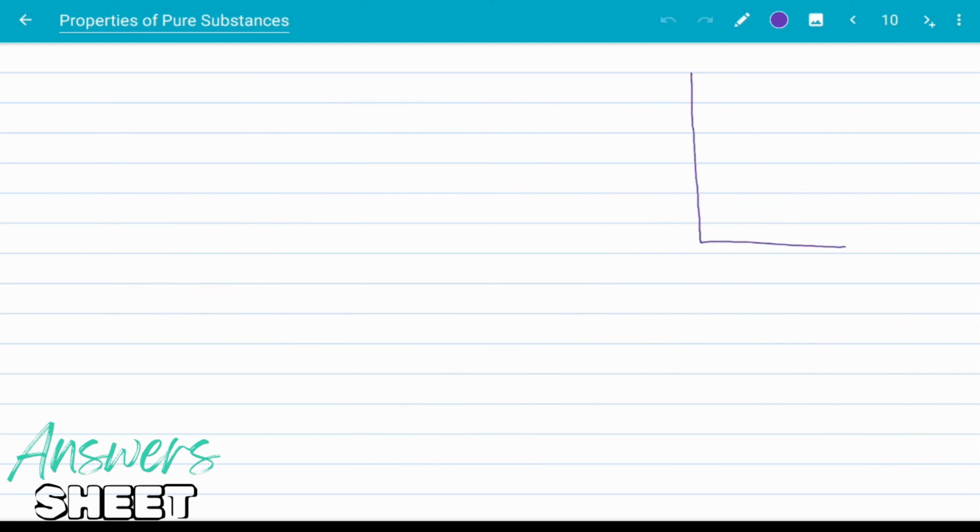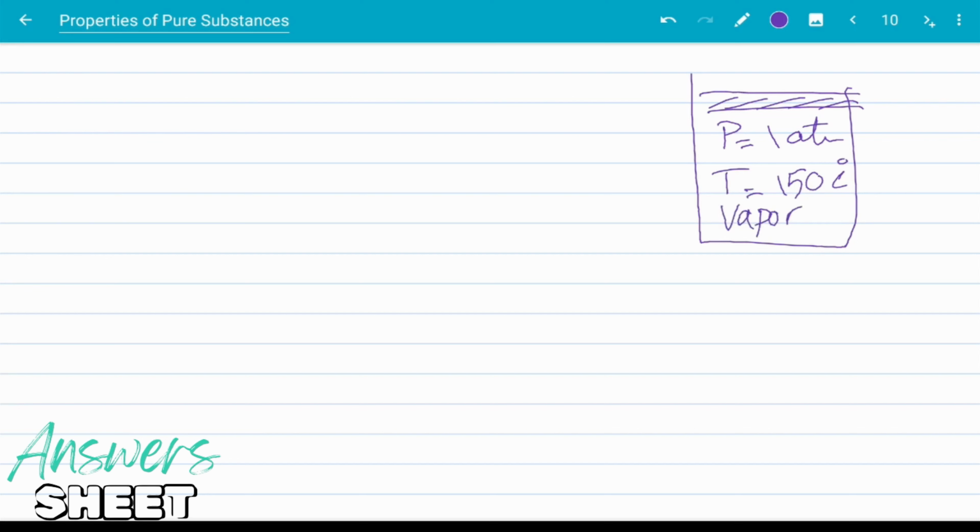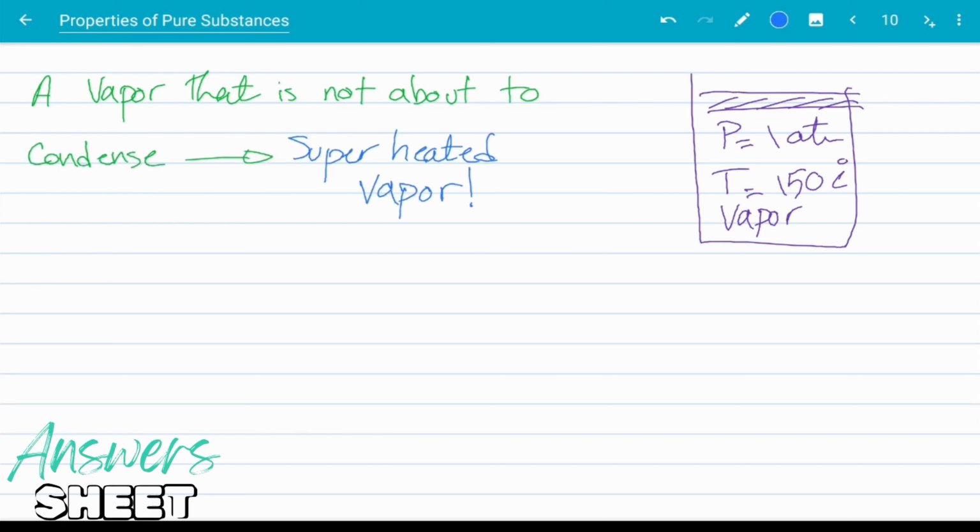Now, we can again continue to heat up the vapor, and while the pressure is still 1 atmosphere, reach a temperature of, let's say, 150 degrees Celsius. Now here, again, everything is in vapor form or gas form. We don't have any liquid. But the interesting thing about the state of our pure substance now is that this vapor, this gas, is not about to condense. Now, a vapor that is not about to condense is called a superheated vapor.